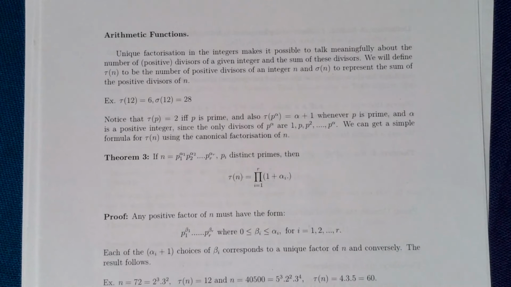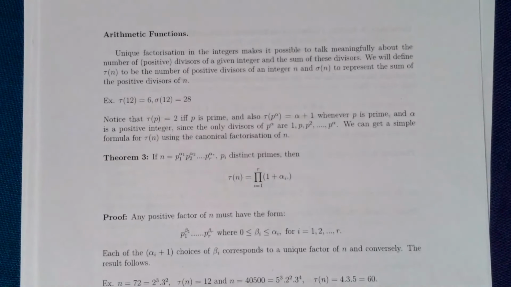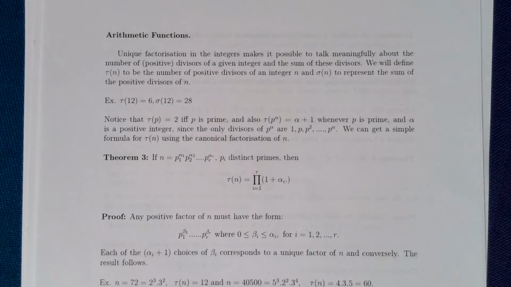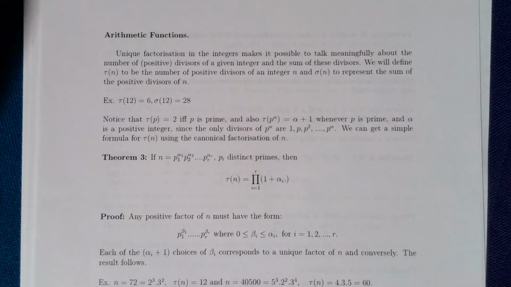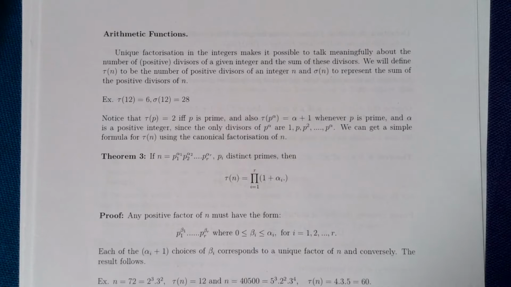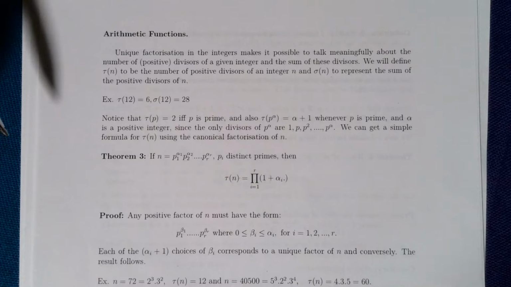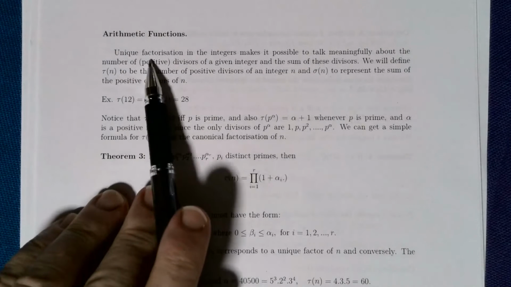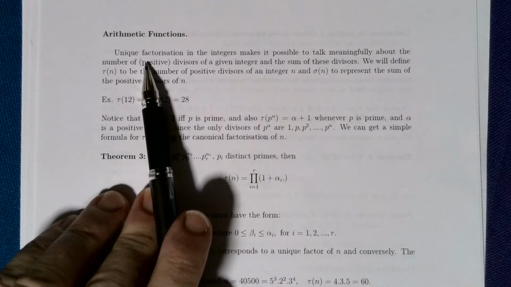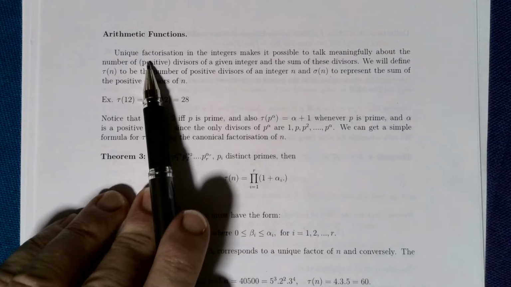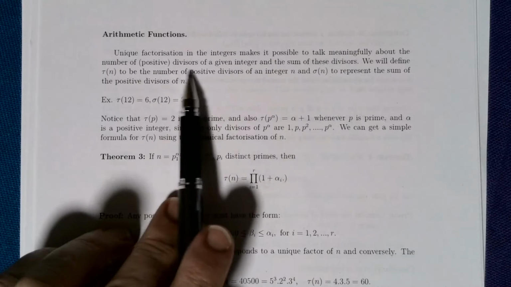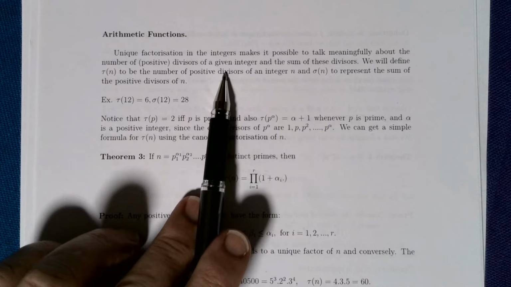Well, hello, welcome again to our journey into algebra and number theory, and this is the second video in our section on applications to number theory. So in this little section we're going to have a look at arithmetic functions and two particular arithmetic functions. Unique factorization that we talked about in an earlier video in the integers makes it possible to talk meaningfully about the number of positive divisors of a given integer and the sum of these divisors.